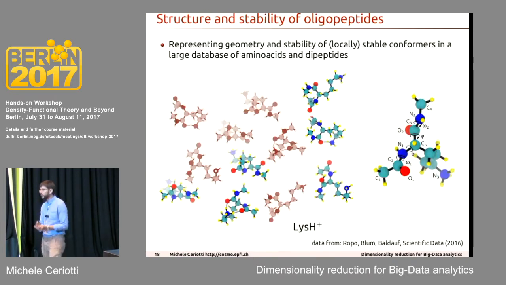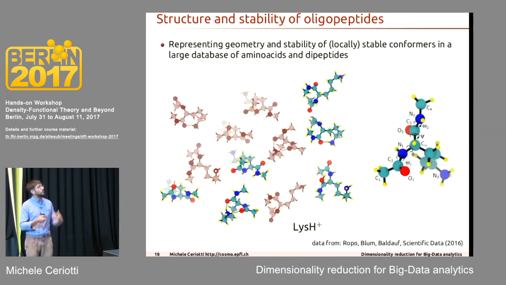Now, how can you use this to attack big data? And I would put big in inverted commas because we are speaking here of a few thousand structures. How can you use this to tackle big databases? So this is, for instance, again, data from Karsten. It's a database of peptides and dipeptides in the gas phase. And for each structure, we have between 100 and a couple of thousand conformers that sample all the possible local minima in the potential energy surface.